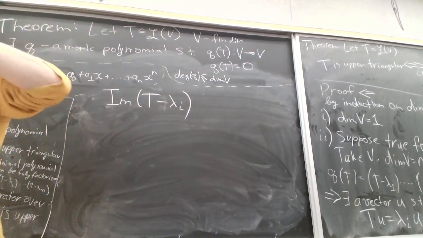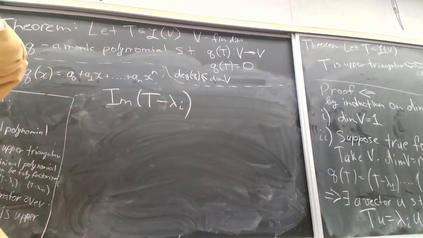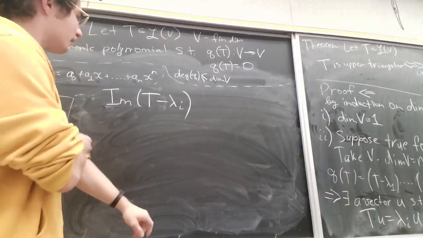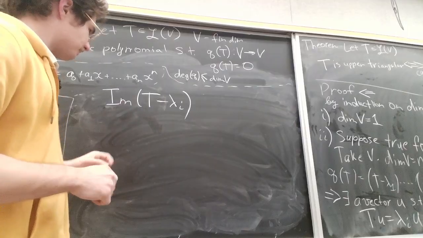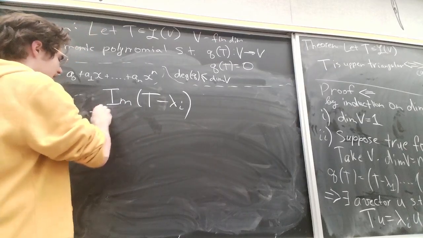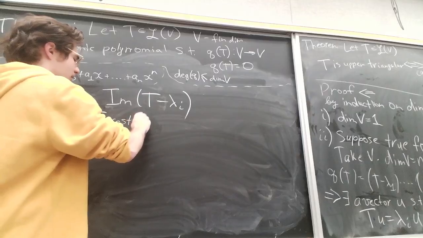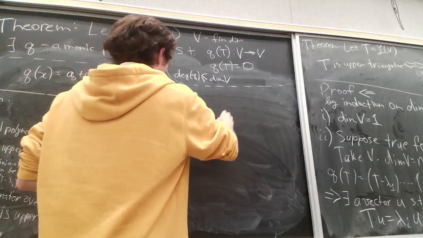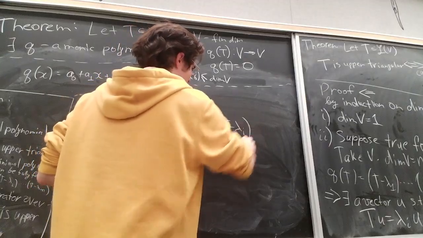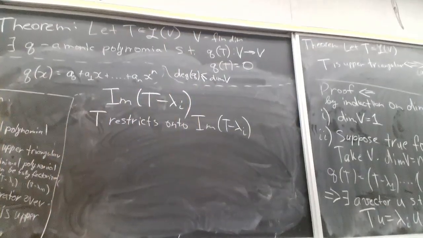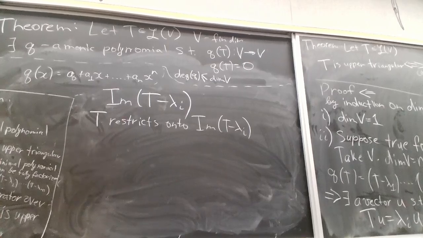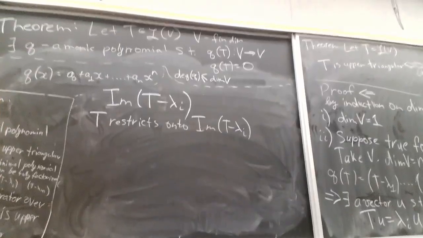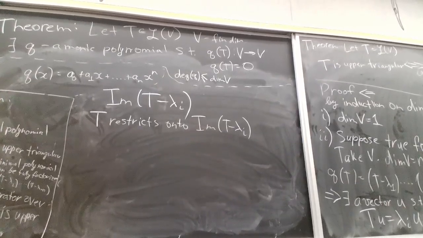What do we know about it? So one thing we realize is that, first of all, T restricts onto the image of T minus lambda I. Do you agree? That's one thing we know, just by doing the trick from before, because T commutes with T minus lambda I.